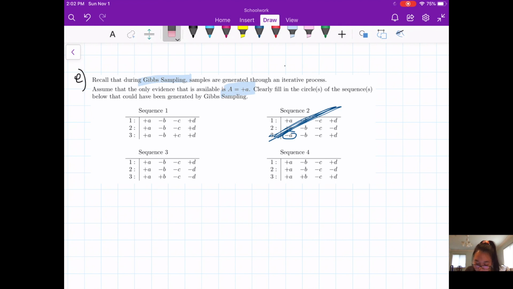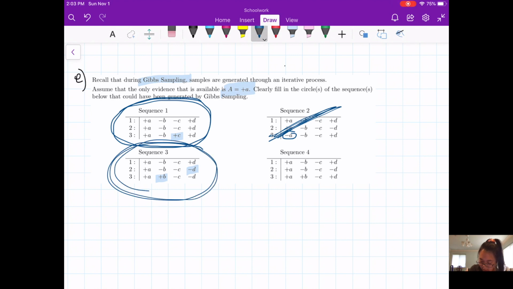Now let's look at how many variables are changing within each iteration. I'm going to highlight the variables that change. For sequence 1, in iteration 1 and iteration 2, everything stayed the same, and in iteration 3, C became positive. That is fine, so sequence 1 is a valid Gibbs sampling result. Now let's look at sequence 3. In the second iteration, D became negative, and then in the third, B became positive. That's still at most one per iteration, so it is also fine. So sequence 3 also works.